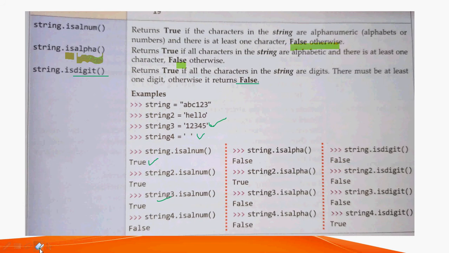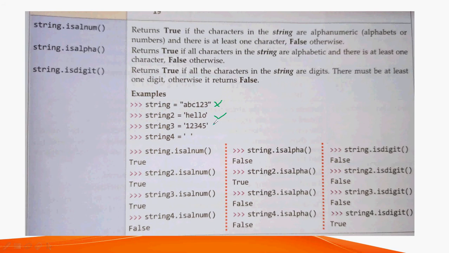Now let us see the isalpha function. Here for the first string, isalpha is checking only whether alphabet is there or not. Only alphabet. If other characters are there other than alphabet, then it will return false. So this one is not isalpha, so it will return false. For the second one, isalpha, yes, only alphabet is there, so this will return true.